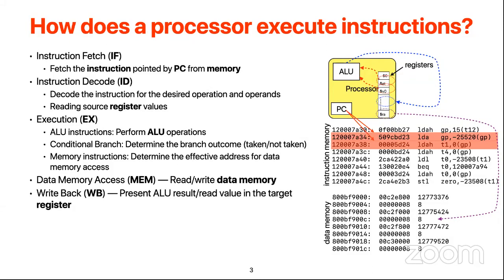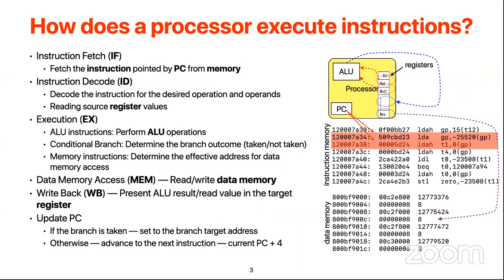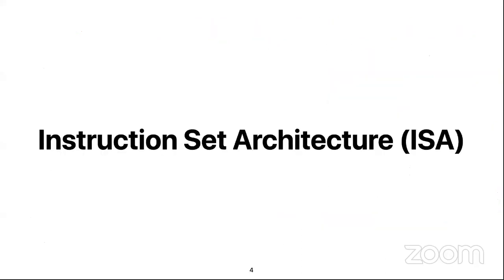And then after we are done with that, we can write back the result of an instruction as well as updating the PC. But when we say updating the PC, there are a few different things you need to take care of. First of all, if it's a branch instruction and the branch is taken, it's set to the branch target address. Otherwise, you just go ahead and do PC+4. So that's the life of an instruction in a processor.